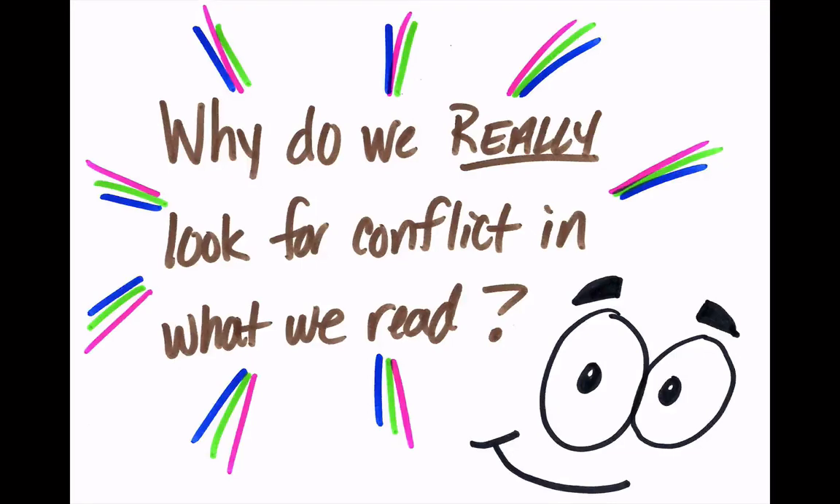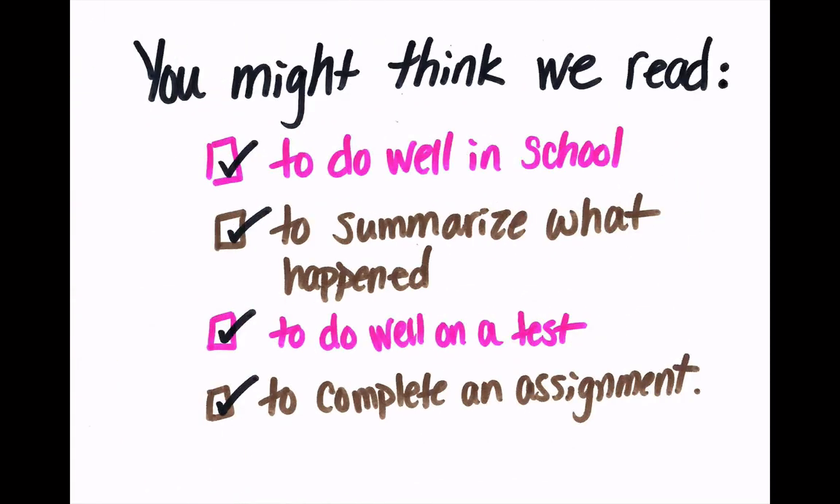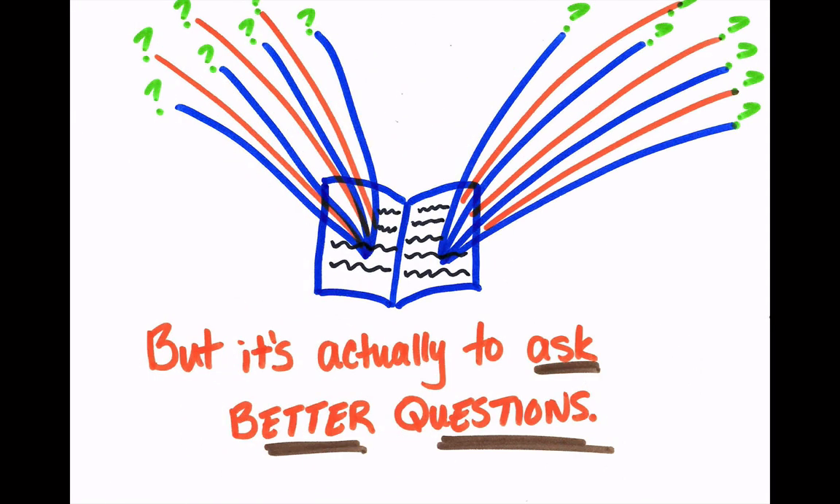Teachers often ask students to identify conflict in the things that they read, but I think it begs a really important question, which is why do we really look for conflict in what we read? And the answer actually has a lot to do with why we really read in the first place. You might be thinking that we read for school reasons, right? To do well in school, to summarize what happened in what you had just read, to prove that you had read it, to do well on a test, to complete an assignment, and all of those things are very real. But we actually read so that we can ask better questions.